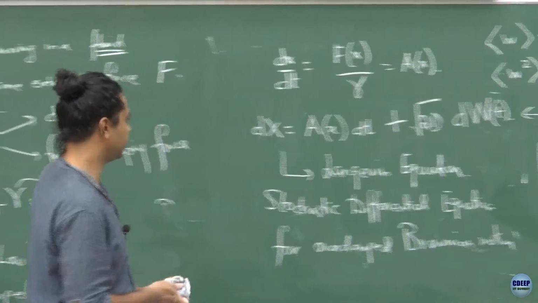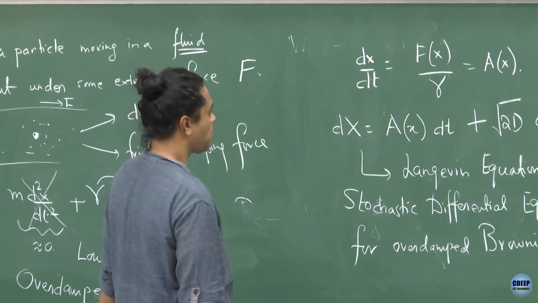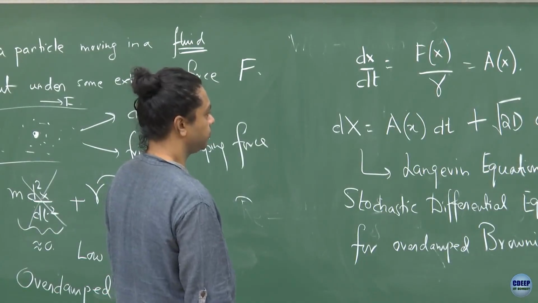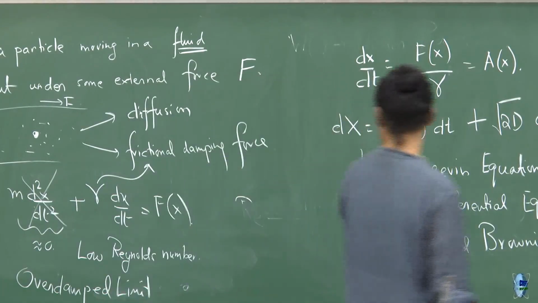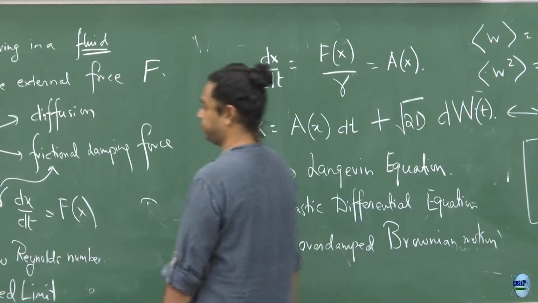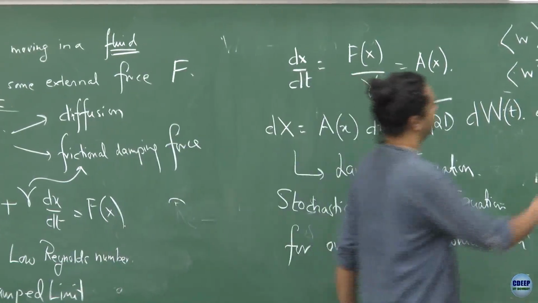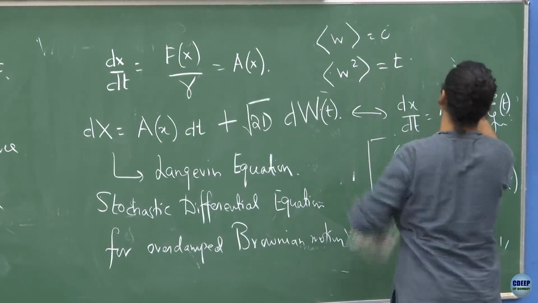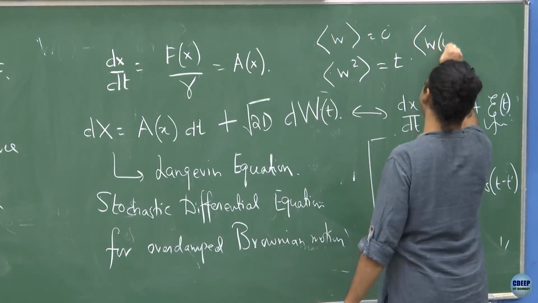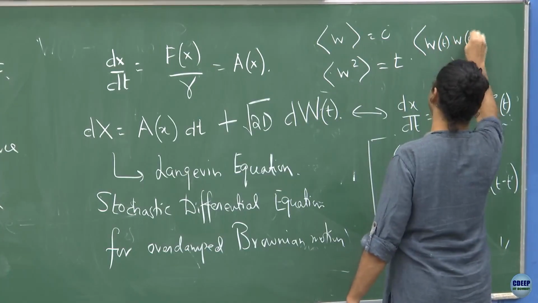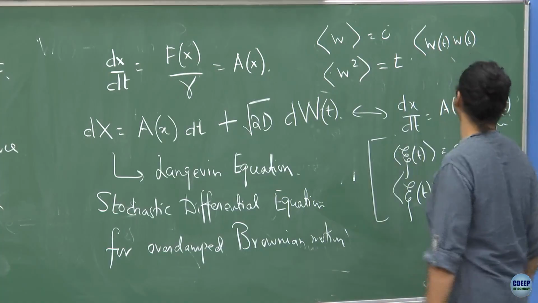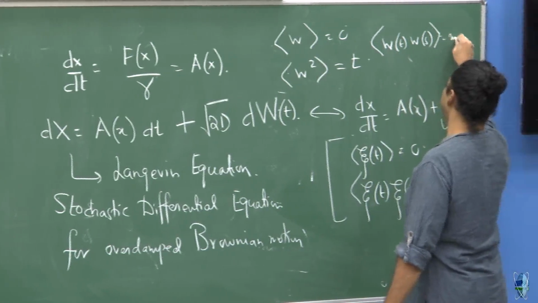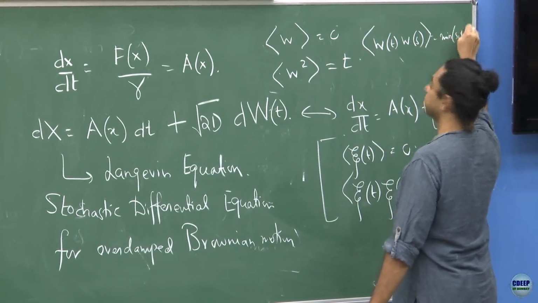I have to work it out. So we had this thing, W of t, W of s, as minimum of s comma t, right? That is what we had.